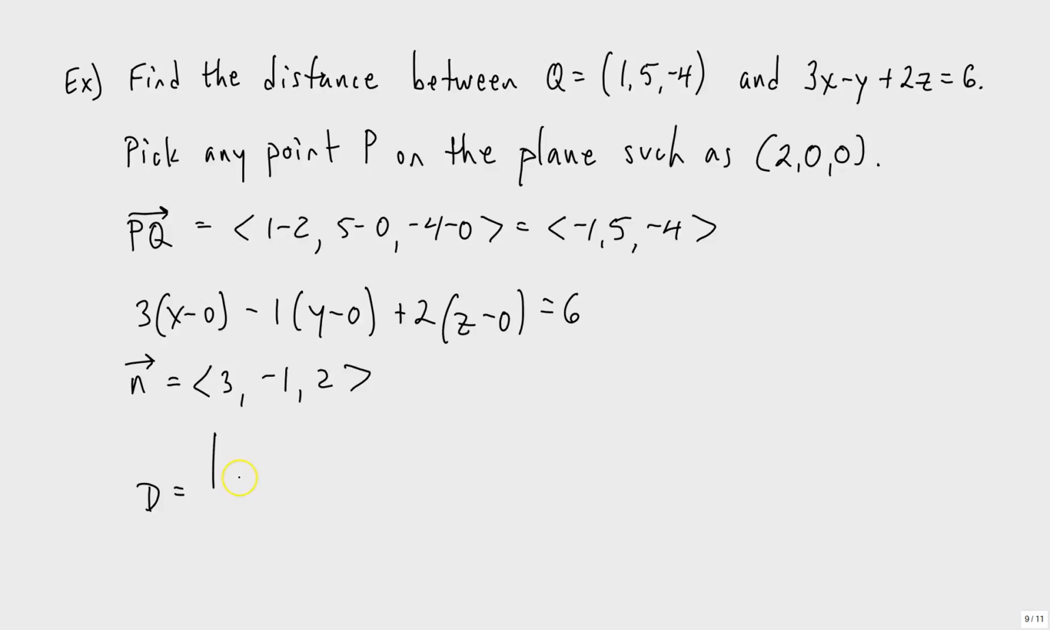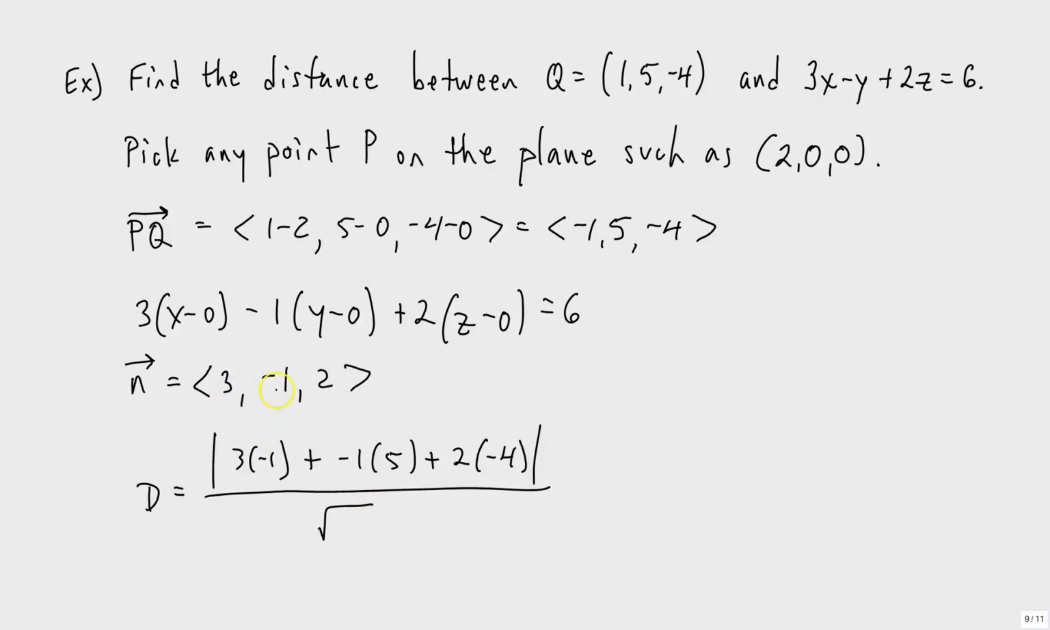That would be 3 times negative 1 plus negative 1 times 5 plus 2 times negative 4. And then for the magnitude of N: 9 plus 1 is 10, plus 4 will be 14. Which is going to be 16 over the principal square root of 14. So that would be the distance. You can get a decimal approximation if you want.